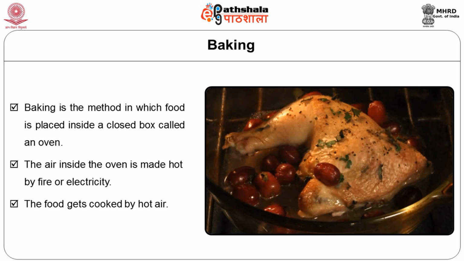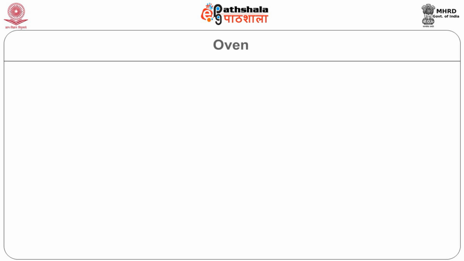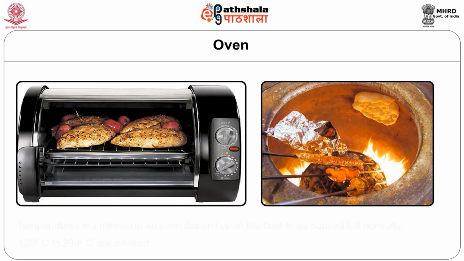Ovens are special instruments which bring about baking of foods. The air inside the oven is heated by means of either electricity or gas. A tandoor heats air by way of fuel like coal or wood. The ovens are insulated to prevent the outside air from interfering with the internal temperature and inside air escaping outside. This way, fluctuations within the oven are avoided.